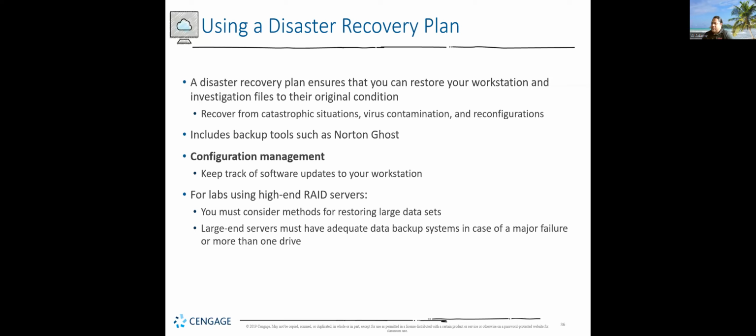For allowed use, high-end RAID servers. If you don't know what RAID is, I can explain that in a separate video. You must consider methods of restoring large data sets. This will probably be RAID 10 or 5, probably 10. If you took a networking server class with me, I covered RAID, so you'll know what I'm talking about. Don't worry, guys, I'm not going to throw the book at you when it comes to RAID. Large end servers must have adequate data backup systems in case of major failure or more than one drive failing. Always back up your backups, because you never know when you'll need the backup. So always make sure you have a backup plan, guys.